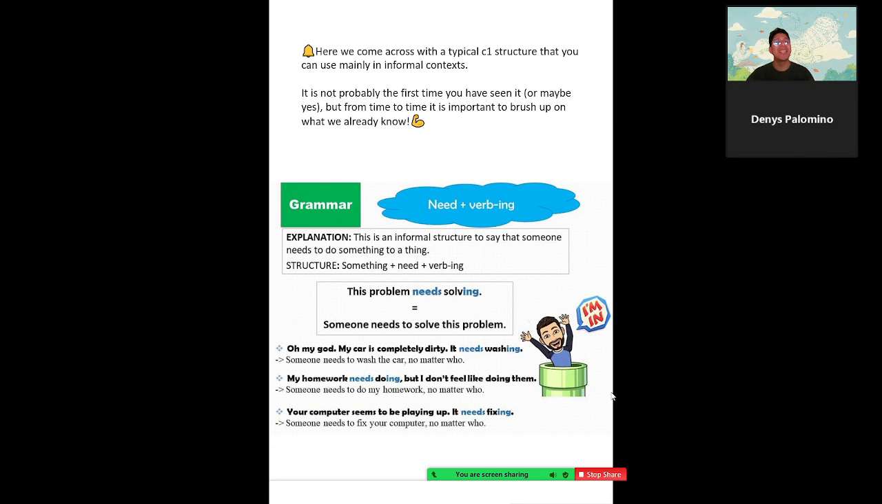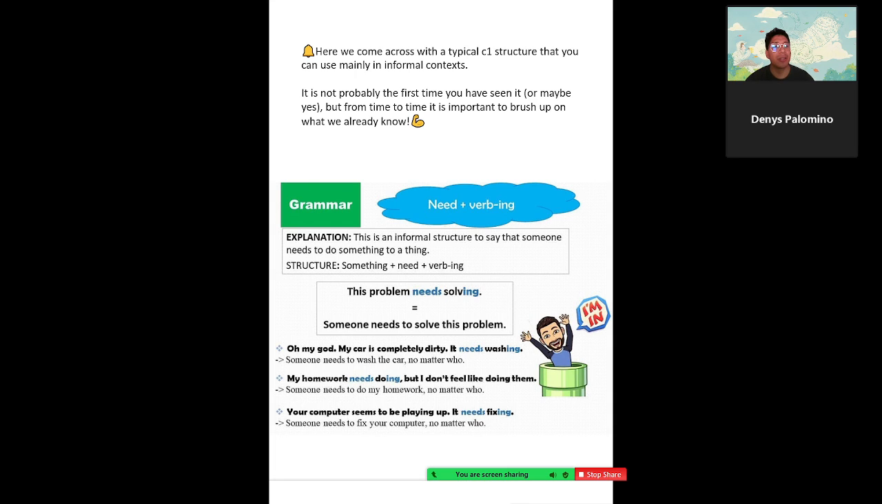So here we come across with a typical C1 structure that you can use mainly in informal context. It is not probably the first time you have seen, or maybe yes, but from time to time it is important to brush up on what we already know. What does brush up on mean? Do you remember? To polish? Yeah, to polish, to improve, to enhance.